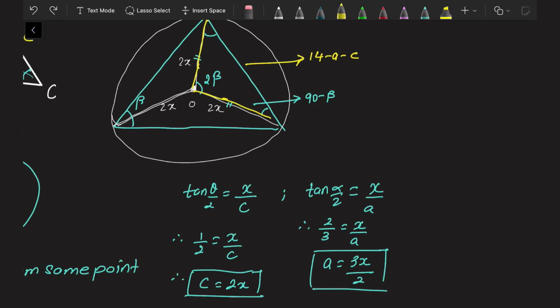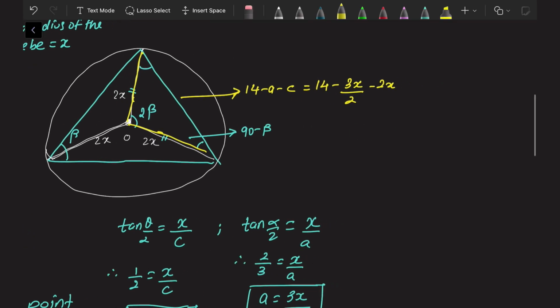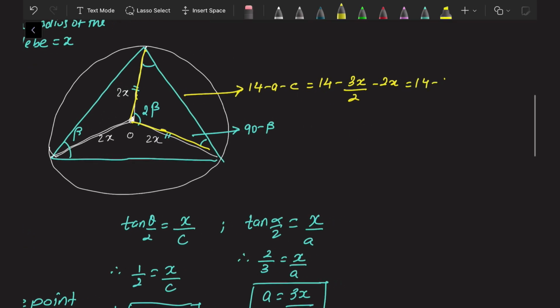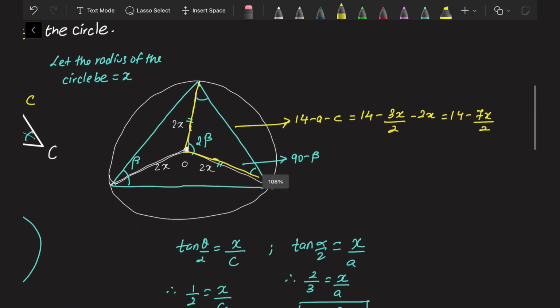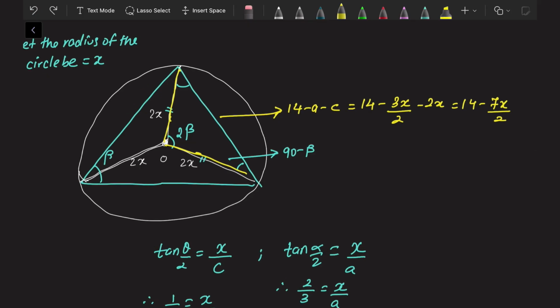Okay. Now look carefully, the values of a and c were required on this side as it was 14 minus a minus c. So now what we can write is that this value is simply 14 minus 3x upon 2 minus 2x. So it will look like 14 minus 7x upon 2. Keep that thing as it is. Okay, now look carefully in this particular triangle. In this particular triangle, we can have the value of cos beta, sine beta, means from this perspective or else this perspective we can use the cosine rule to find some kind of value and proceed in our solution. So finding from this side makes it easier.